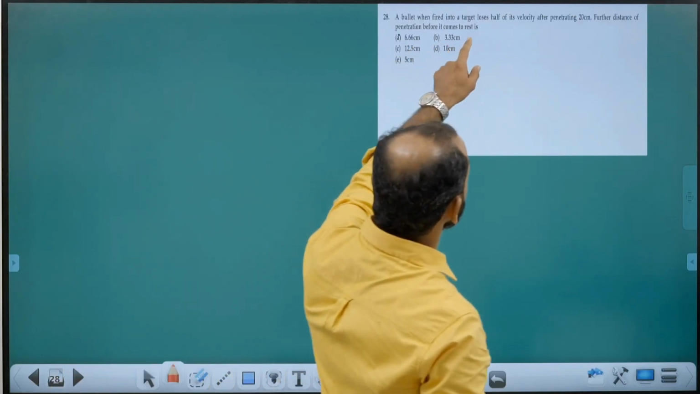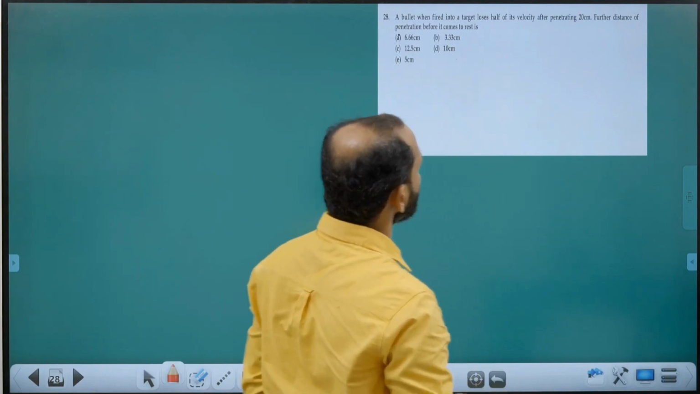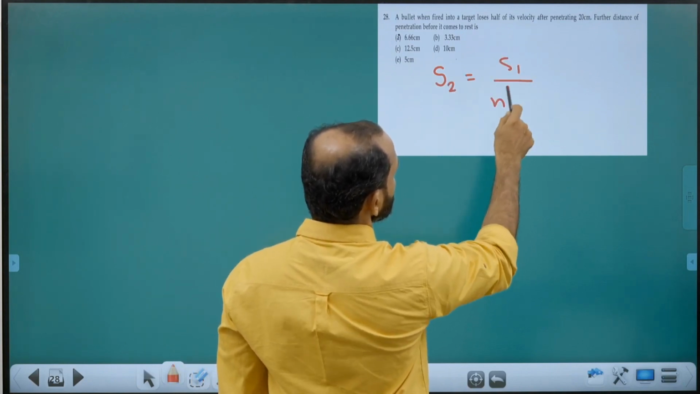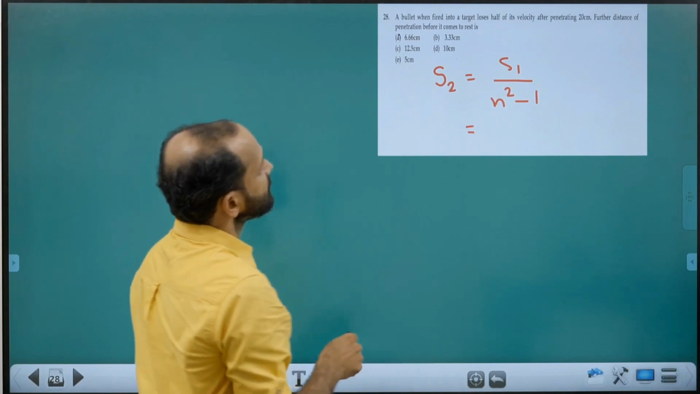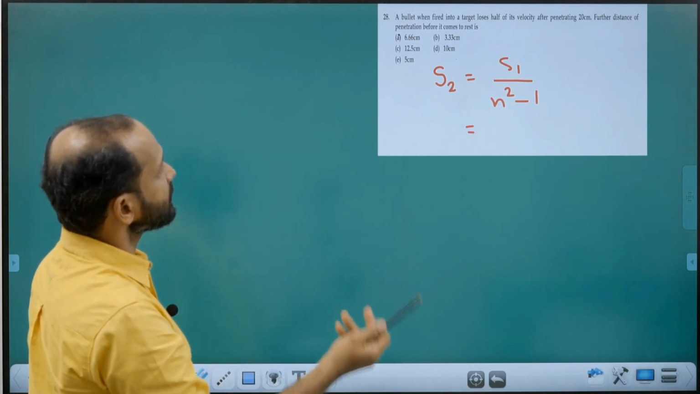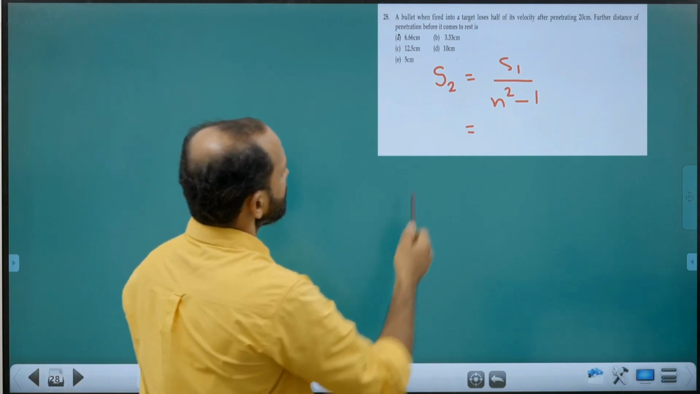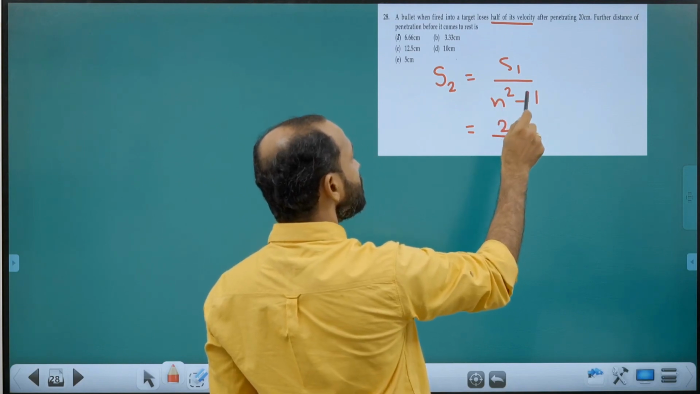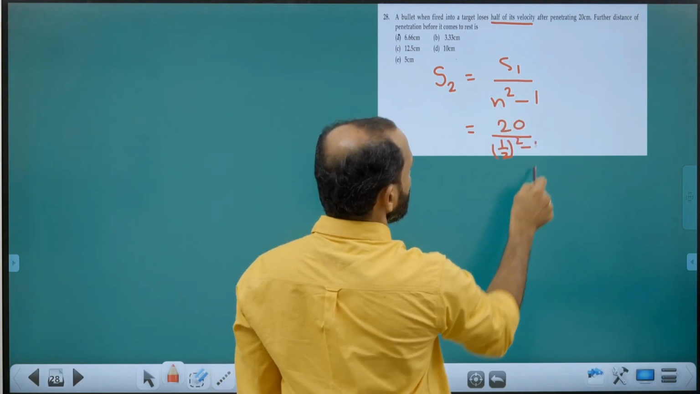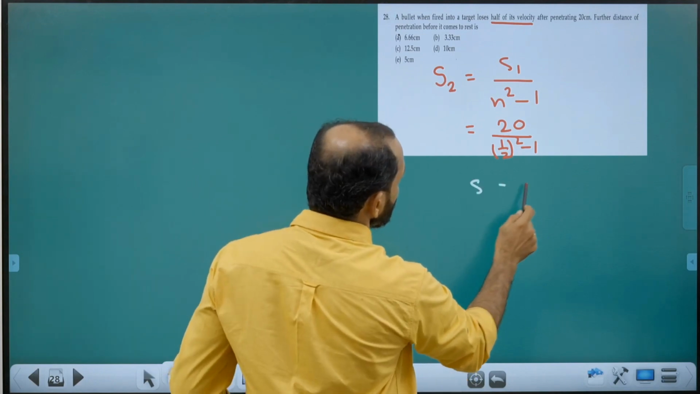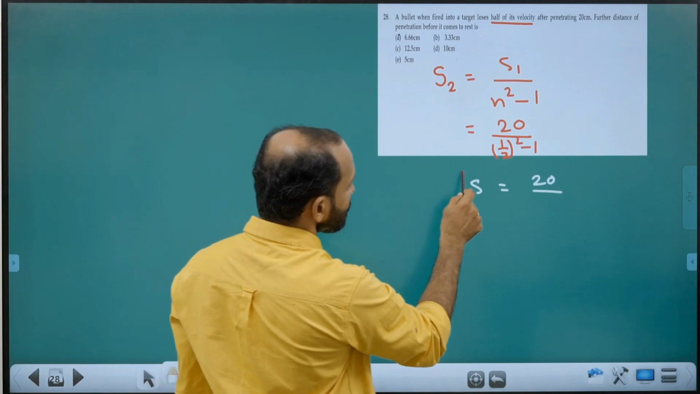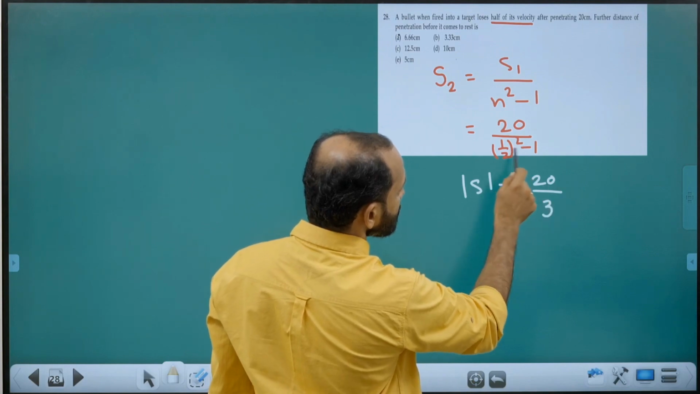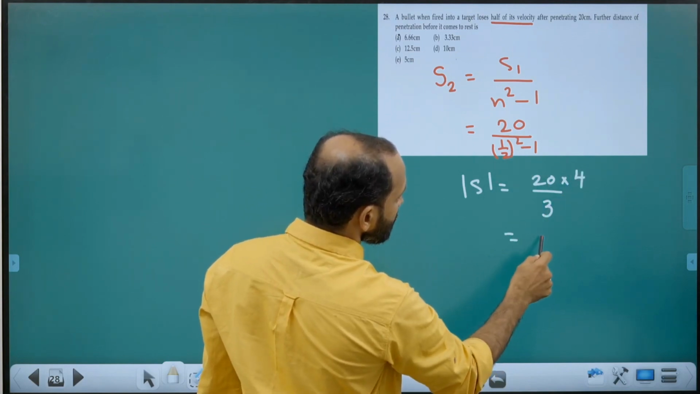28. A bullet fired into a target loses half of its velocity after penetrating 20 centimeter. You can use this shortcut. Distance traveled S2 is equal to S1 divided by n square minus 1. S1 is the distance traveled when its velocity reduces by 50%, that means it loses half of its velocity. So S1 is 20, and n is the fraction 1/2 whole square minus 1. You get S equal to 20 divided by, numerically, its magnitude, 1/4 minus 1, that is 3/4, not using the minus sign. 1 minus 1/4 is 3/4. 4 goes to the numerator, and you get 80/3.